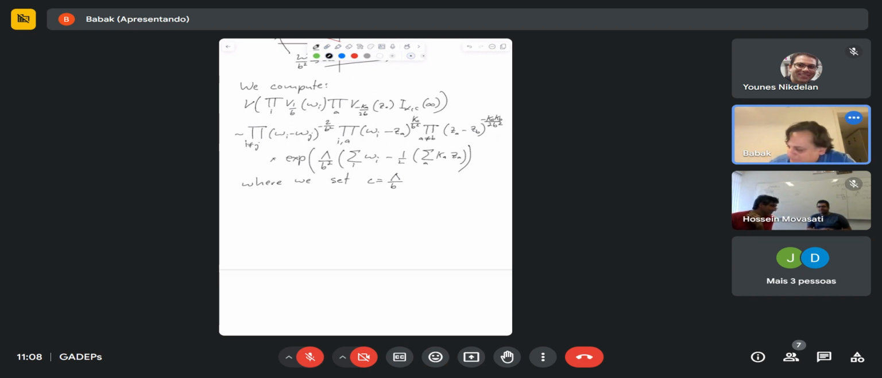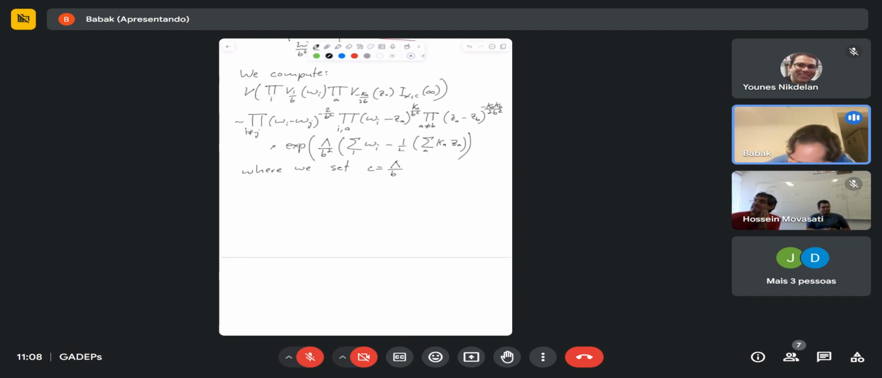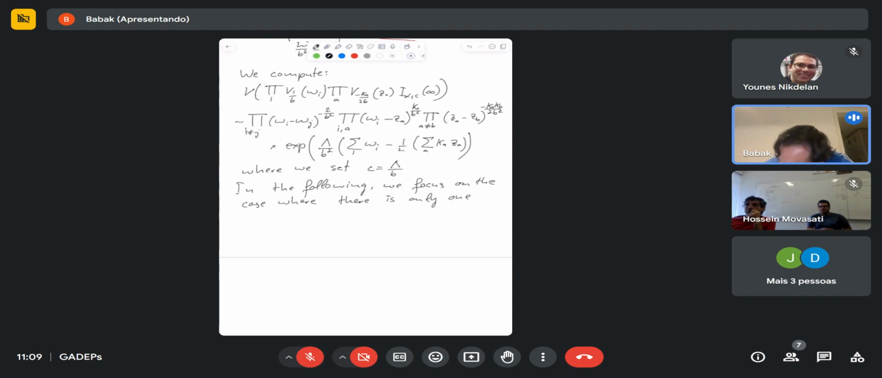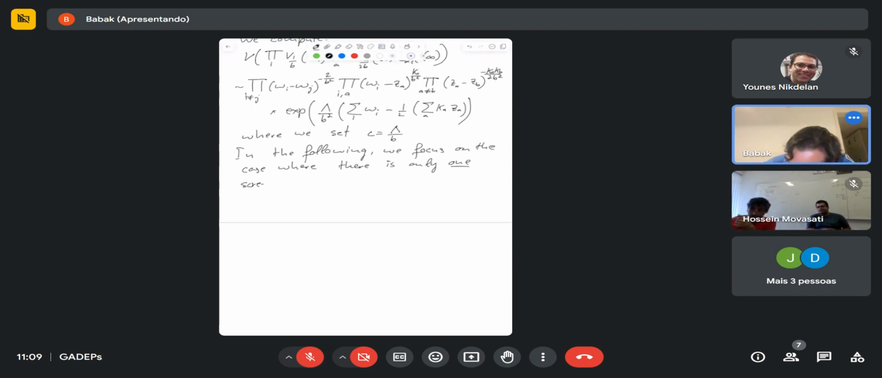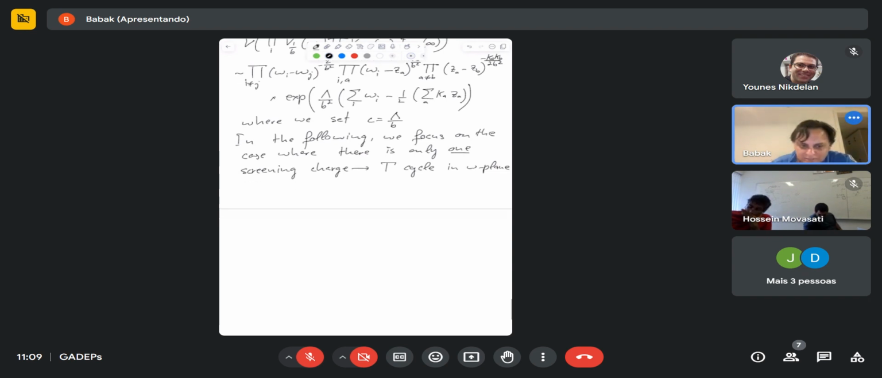Okay. Now this is the integrand. In the following, we're going to focus on the case where there is only one screening charge. So this gamma, as Hossein was asking, is just a one cycle in the W plane. This is just a real one-dimensional cycle, okay?